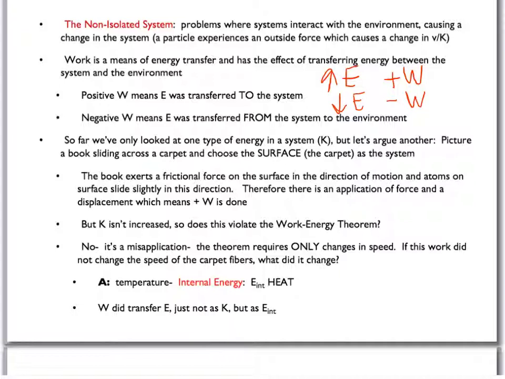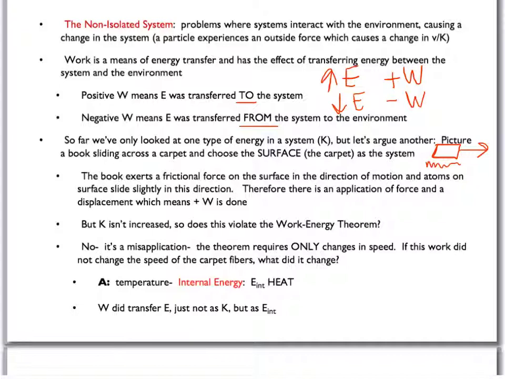So positive work means energy is transferred to the system, and negative work means that energy is transferred away from the system. So far, we've only looked at one type of energy in a system. That was kinetic energy that we introduced in the last section. But let's argue another. Picture a book that's sliding across a carpet, and let's choose the surface or the carpet as the system. So here's our carpet down here. We have a book sitting on it, and we're going to slide this book maybe off to the right.